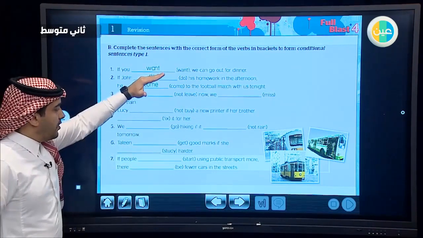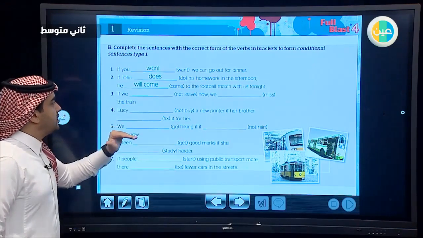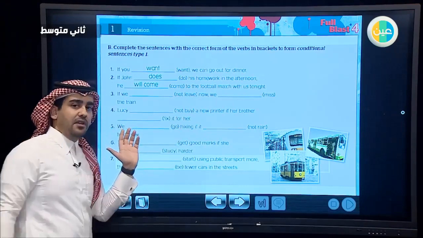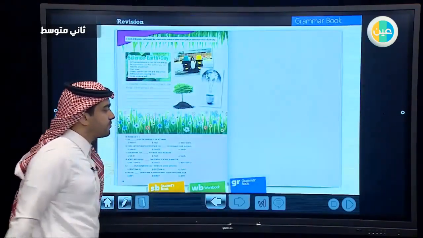Okay, so the rest of the sentences work the same way, so please pay good attention. Sometimes you have the if clause at the end of the sentence instead of the beginning of the sentence. So pay good attention to this. Let's do the next one.